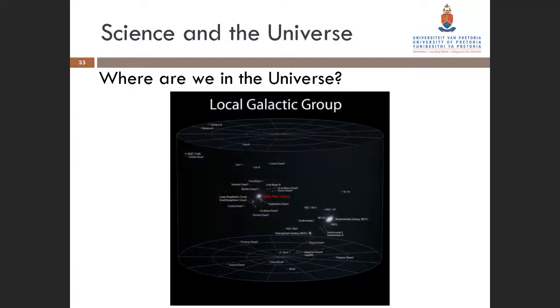So zooming out a little bit more, we have the local galactic group. This is where different galaxies are clumped together to form groups, and our galaxy, the Milky Way, forms part of the local galactic group. So here we can see which galaxies are close to us. Here we can see the Andromeda galaxy, the large and small Magellanic clouds, and a few other objects as well.